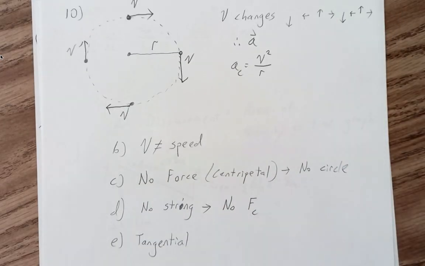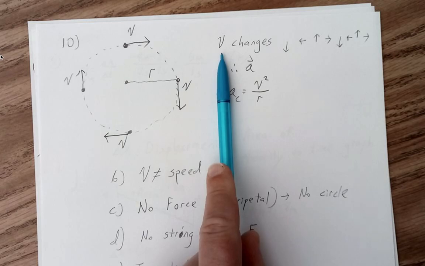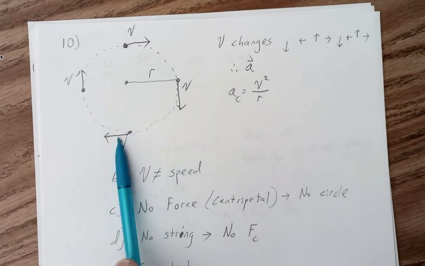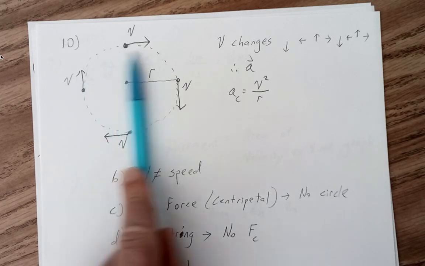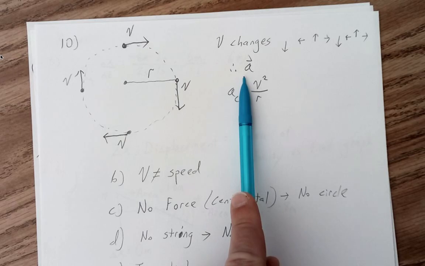As I get to number 10, we are given now that we have an object attached to a string moving in a circle at a constant speed. And they're saying which of the following is correct. Well, I know as we go in a circle that the velocity changes. If I have a radius r, I have a velocity down, then a velocity to the left, a velocity up, and a velocity to the right. So the velocity is changing. Therefore, there is an acceleration here.